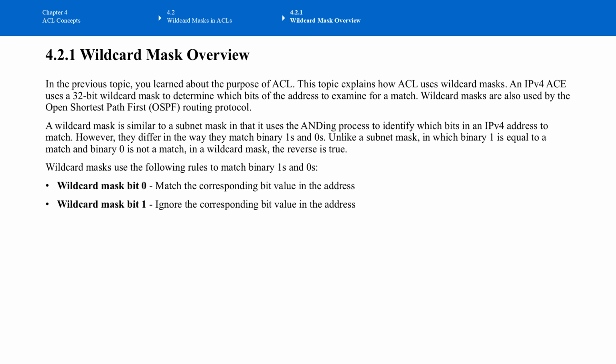4.2 Wildcard masks in ACLs. A wildcard mask tells the ACL which bits of the IPv4 address must match and which bits can be ignored. The most important rule to remember is that 0 means check or match, and 1 means ignore. This is the opposite logic of a subnet mask.